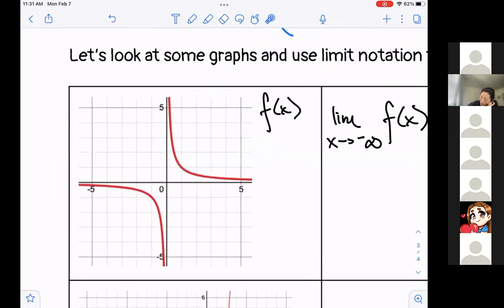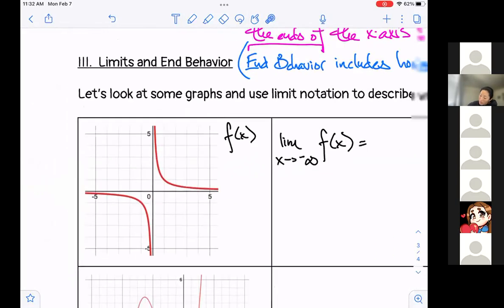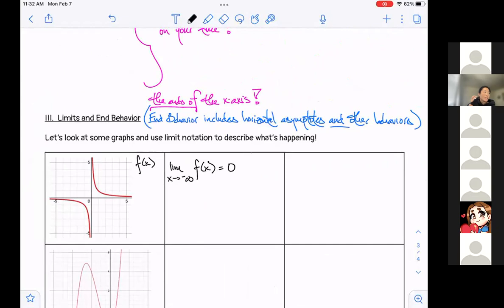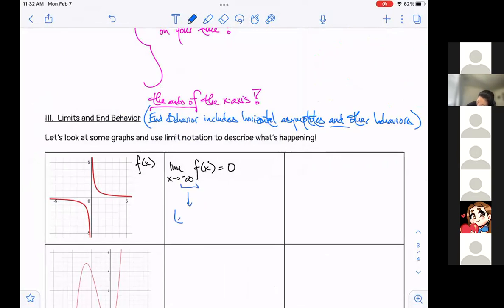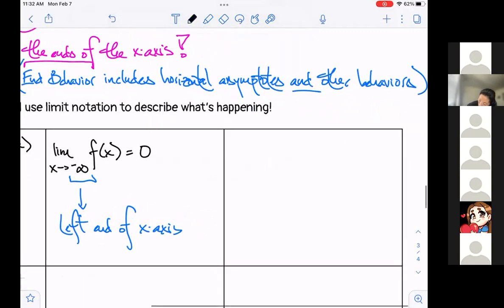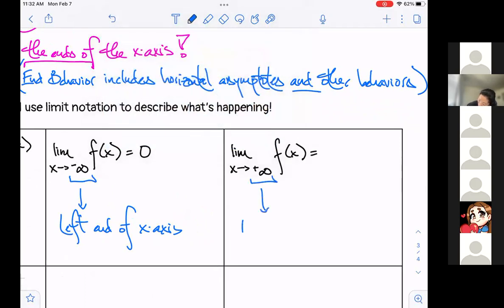Let me zoom in on this graph for a moment. So I'm tracing this. This is getting really close to the x-axis, right? It's getting really close to this y value of 0. And so when we answer this question, we would want to say that it's getting really close to 0. And in fact, this negative infinity means the left end of x. Well, it's not too hard to ask the same question for the right end. I would say the limit as x approaches positive infinity of this function. And this would refer to the right end of the x.